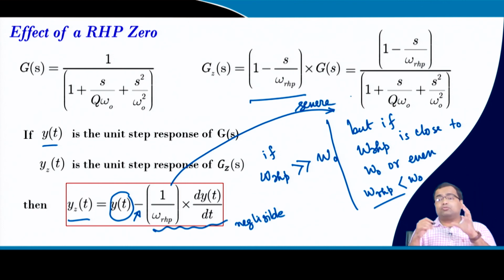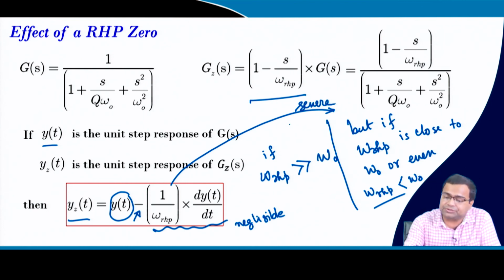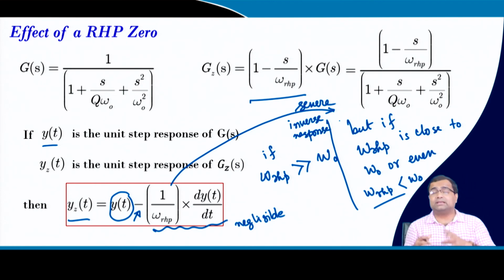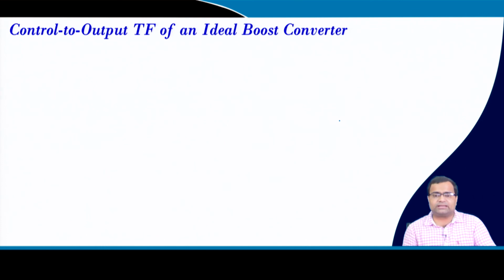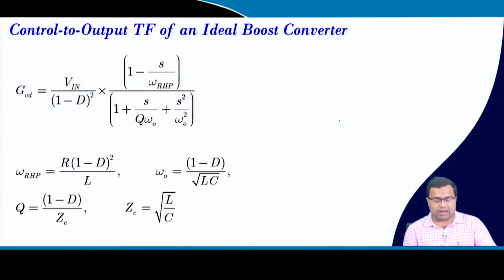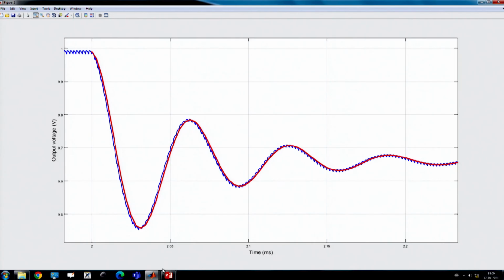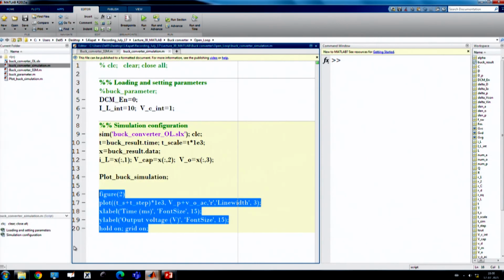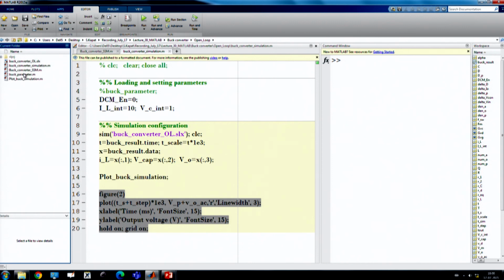So, this will lead to an inverse response, severe inverse response. And if you take a boost converter, you will see this inverse response is reflected in the transfer function, okay, and we will see that. So, we will take an ideal boost converter and we want to run the simulation and show what happens if we go to a boost converter.